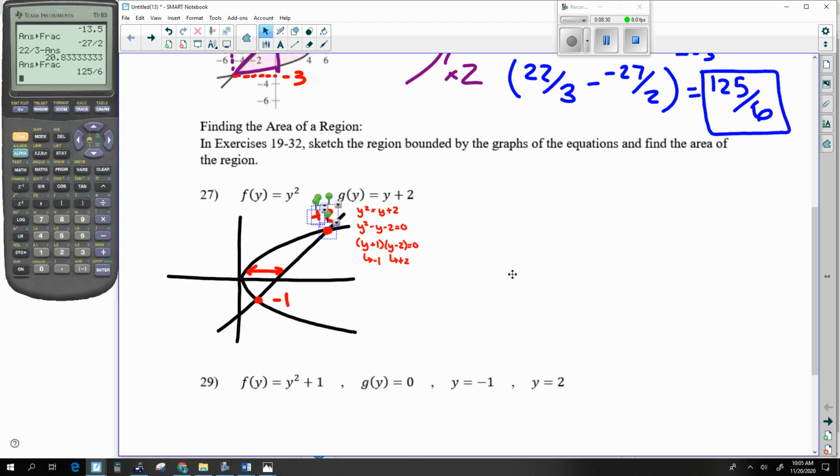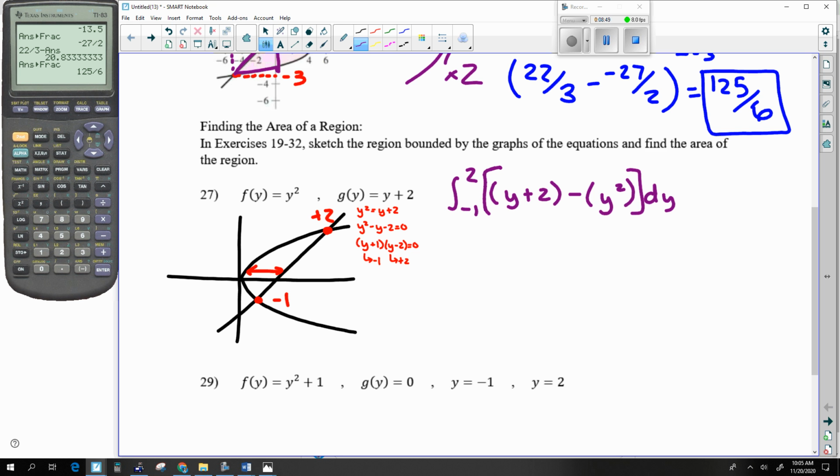Okay, so the integration in this case is going from -1 to positive 2 of the line minus the parabola. So I could reorganize the order of this, it doesn't really matter. So this is just 1/2 y squared plus 2y minus 1/3 y to the third, and the bounds from -1 to positive 2.